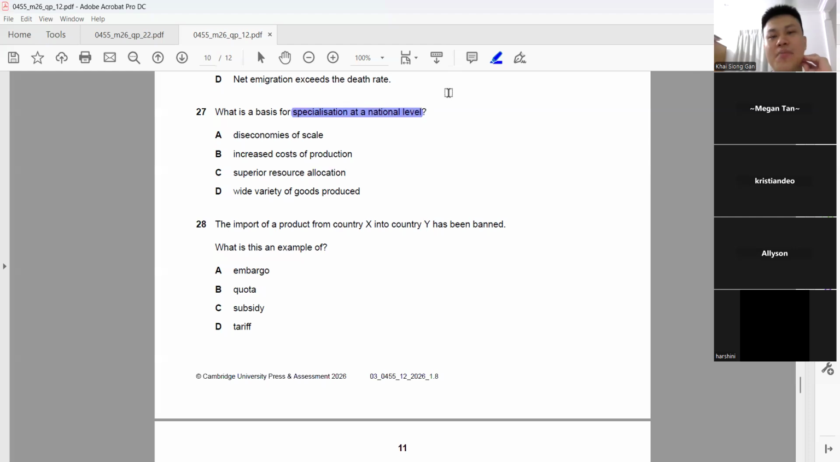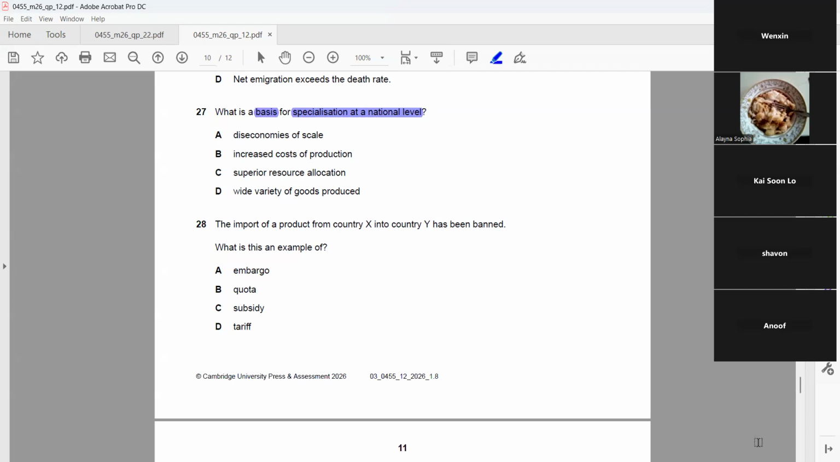Specialization at a national level means what? International specialization. That means every country focuses on what they are good at, what they are efficient in. So which one? What is the basis that encourages international specialization, that allows every country to focus on what they are good at? Siobhan, what is your answer for this one?